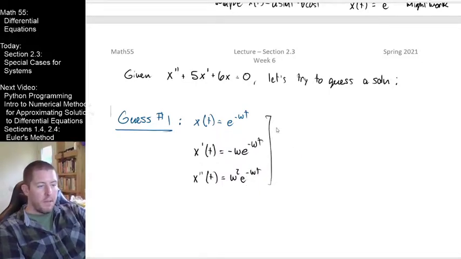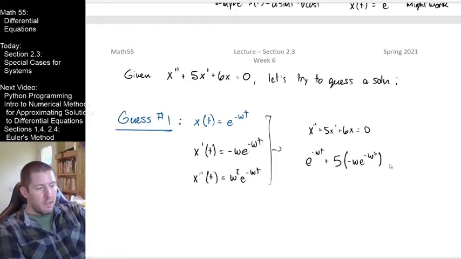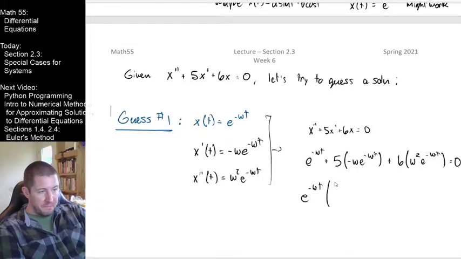This is going to allow me to rewrite our differential equation x double prime plus 5x prime plus 6x equals 0 as e to the negative wt plus 5 times negative w e to the negative wt plus 6 times w squared e to the negative wt equals 0. What I'm noticing is that there's an e to the negative wt in all three terms, so let's go ahead and factor that guy out. What do we have left?